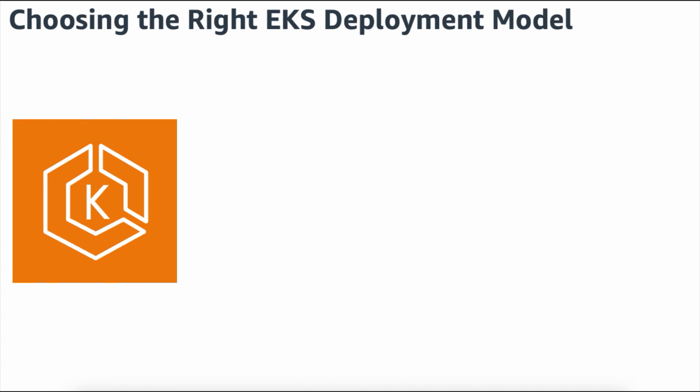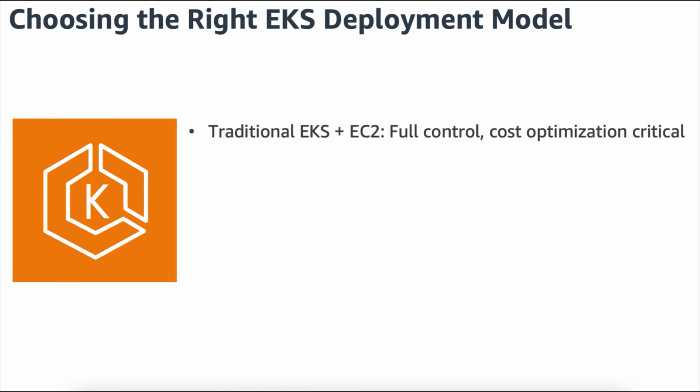Selecting the appropriate EKS deployment model depends on several key factors. Let me provide you with a decision framework based on common organizational characteristics. Choose traditional EKS with EC2 when you need full control over your infrastructure and cost optimization is critical. This model requires more operational expertise but provides maximum flexibility and the lowest cost when properly optimized.